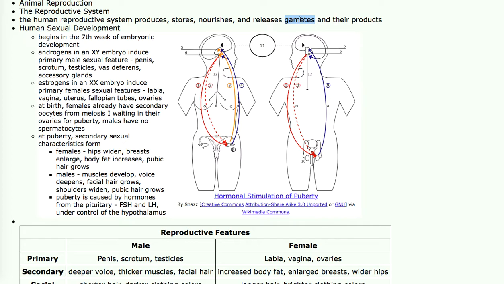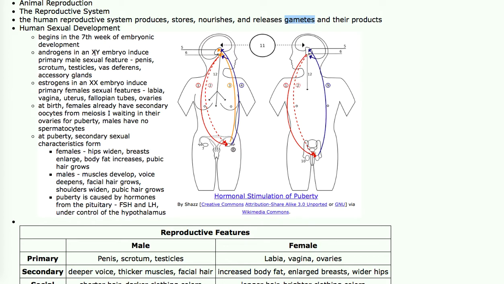Human sexual development starts in the womb. At about the seventh week of embryonic development, just after most women know that they're pregnant, the embryo makes a decision on whether it's going to be a boy or a girl. Actually, the embryo doesn't decide, it's the chromosomes that sort of make it look like a decision.